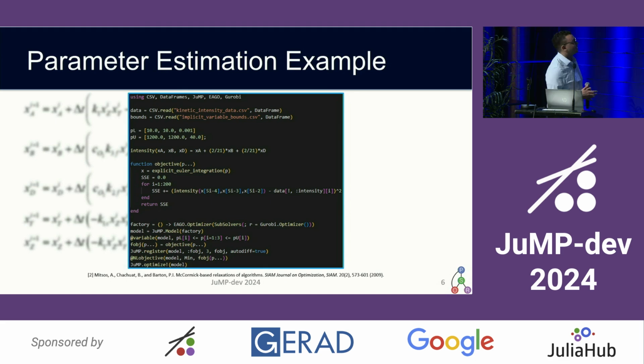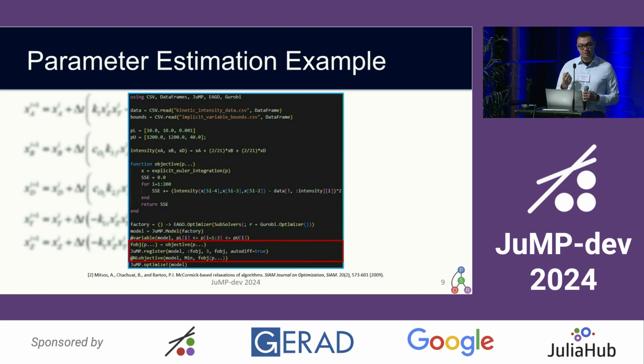So here's what the code might look like. It's missing some stuff just to make it smaller. But basically, once you load in all of your data, you can define functions to calculate concentration, intensity, and then the sum of squared errors. That's what the objective function is. And then you can make your JuMP model with EAGO as the optimizer. In this case, we're using Gurobi as a subsolver. And after this, you define your parameters. You have to register your function through JuMP, and then you set that as your objective function.